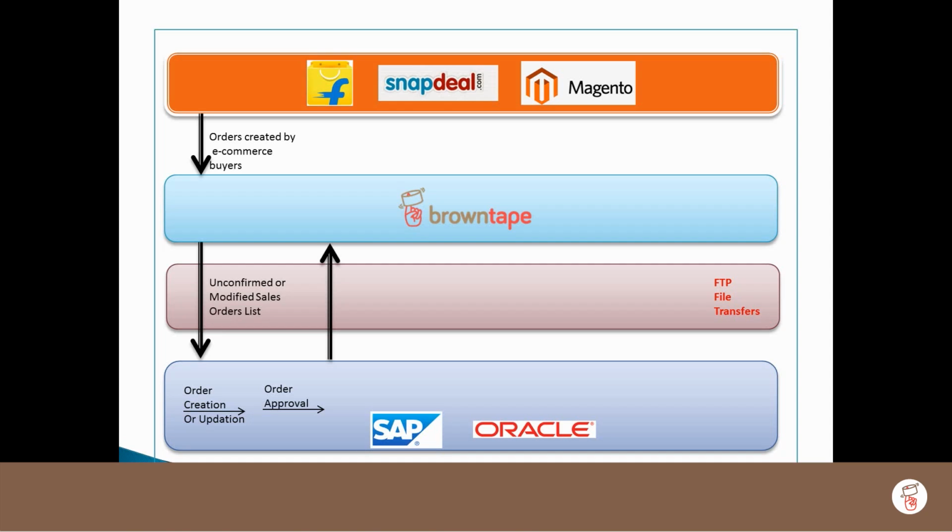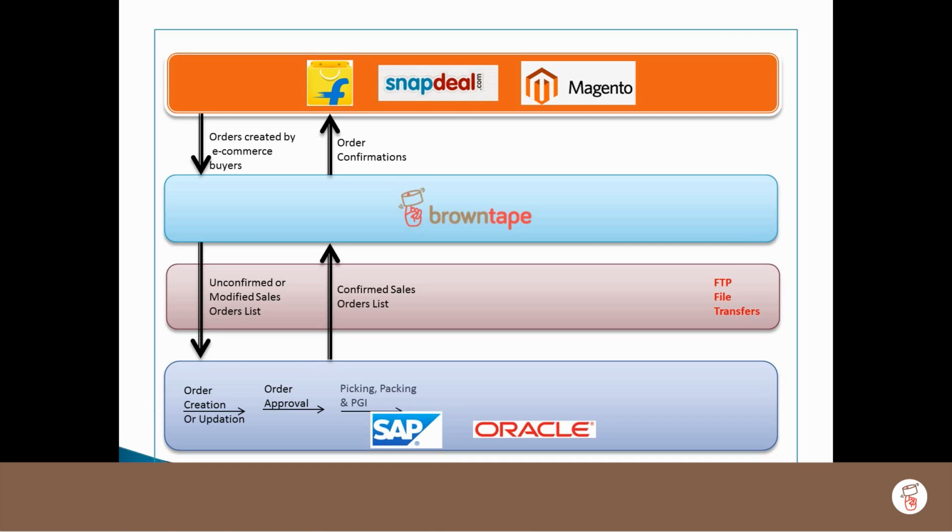Once the order is approved, the ERP system would update another flat file in the FTP server. The same would be parsed by Browntape and update the status of the order in Browntape to processing. In the next Browntape to marketplace sync, such orders would be marked as confirmed in the marketplace.